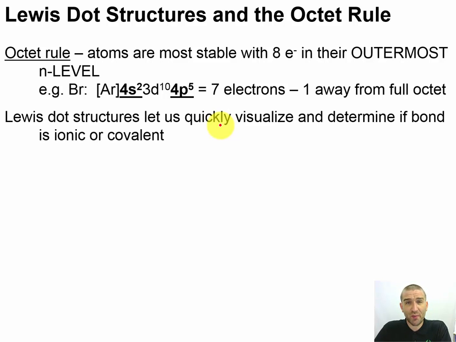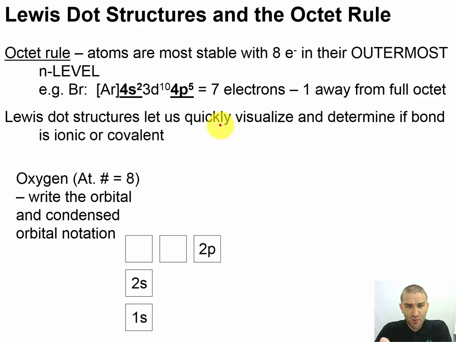Now, a Lewis dot structure is a quick way to visualize that and to determine if a bond will be ionic or covalent. Now, here's what you'll be able to do, and I'd like you to pause the video and go ahead and fill this one in right now. Go ahead and write your orbital and your condensed orbital notation for oxygen, atomic number 8.